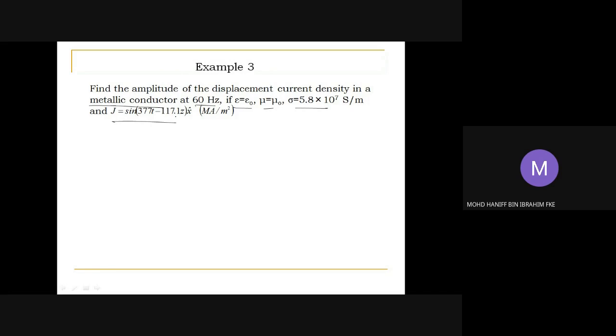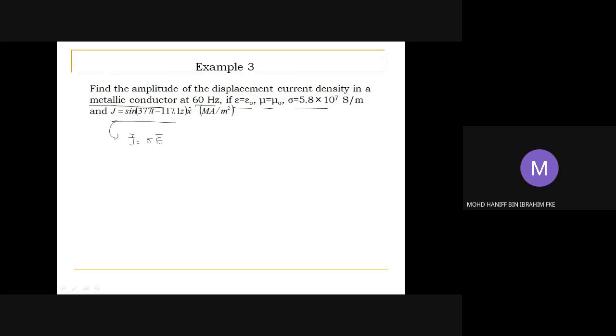We can agree that since this is related to the conductors, the J that we have here will be the conduction current, because we are dealing with the metallic conductors. Basically that J will be equal to sigma of the electric field E.